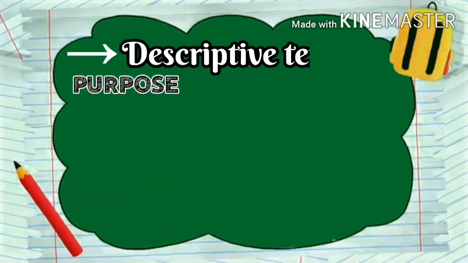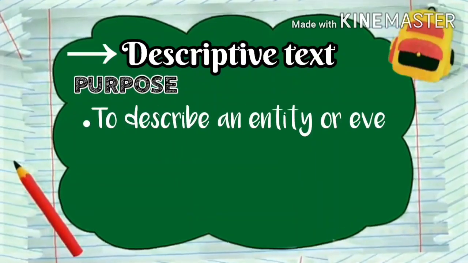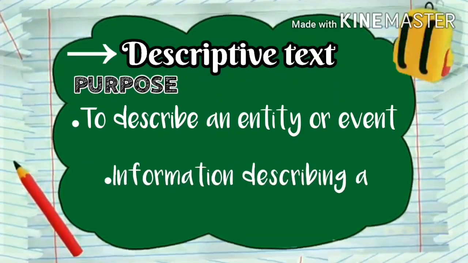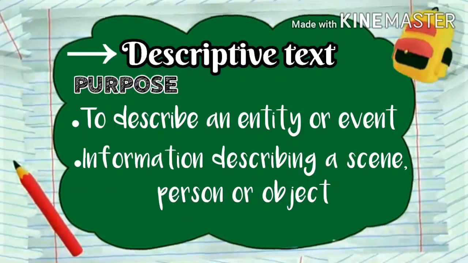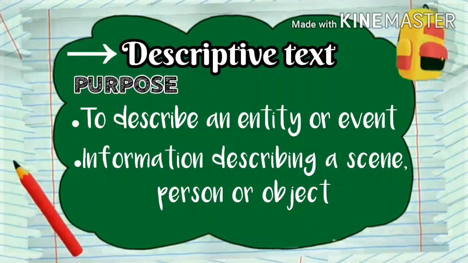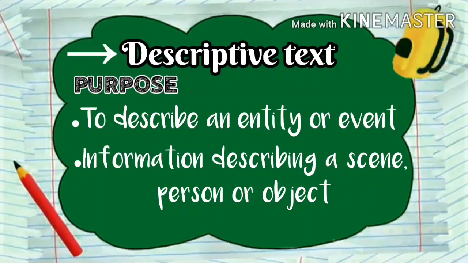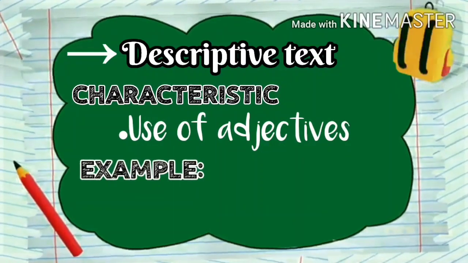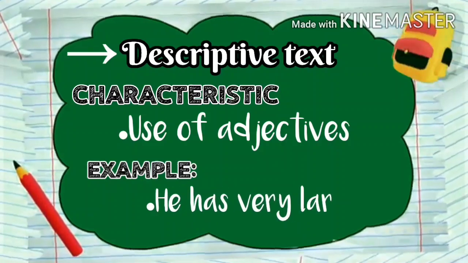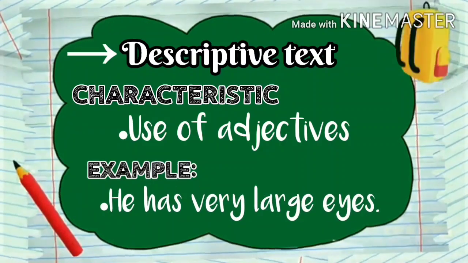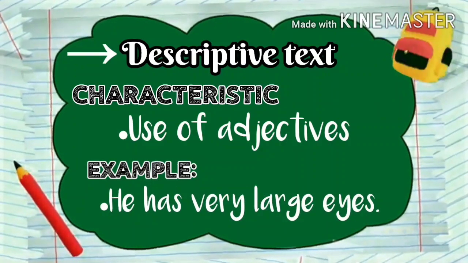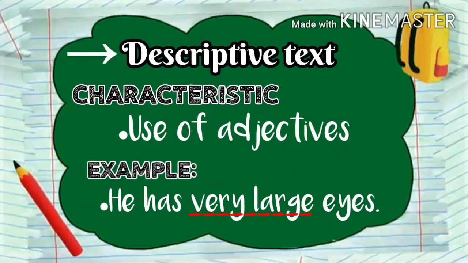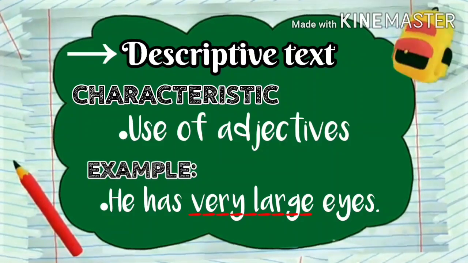Second is the descriptive text. Descriptive text is to describe an entity or event. It gives us information describing a scene, person, or object. Its characteristic is its use of adjectives. Like in the example, he has very large eyes. Very large eyes is the adjective used to describe him.